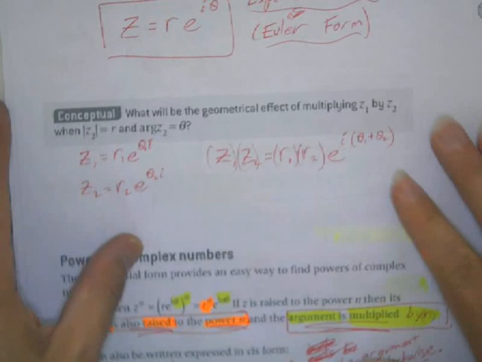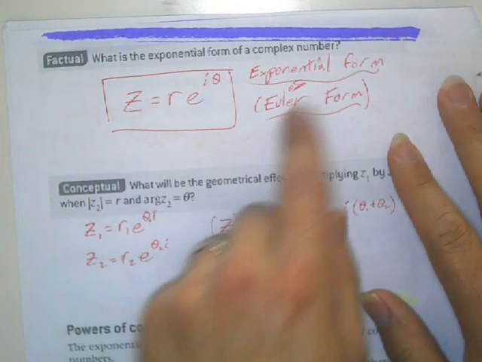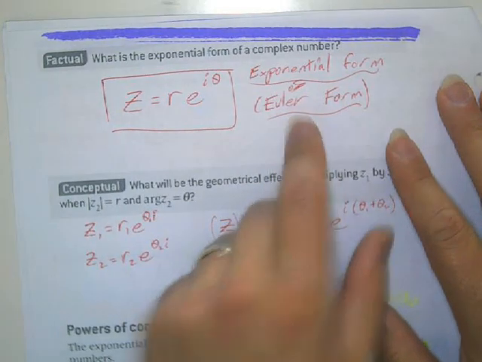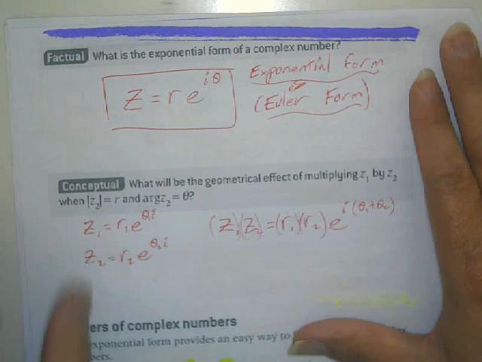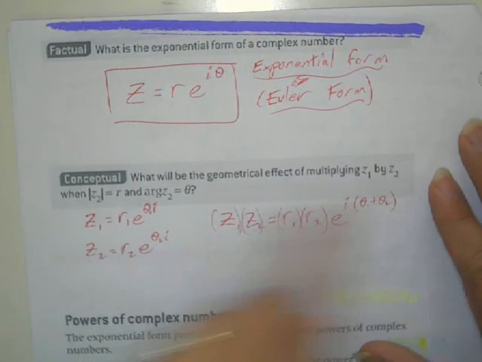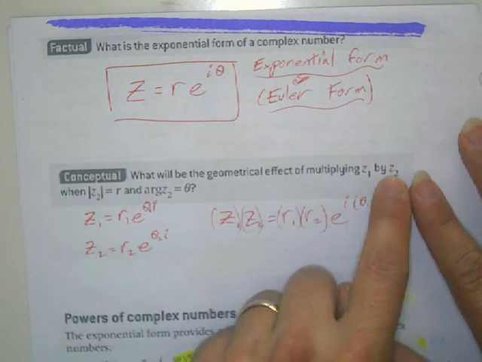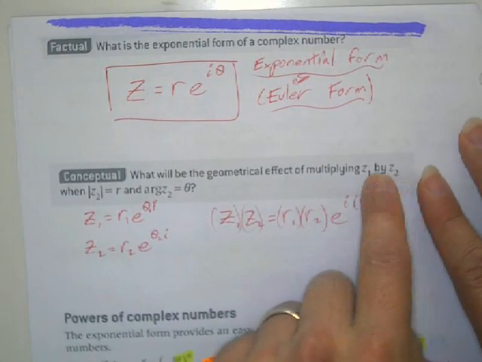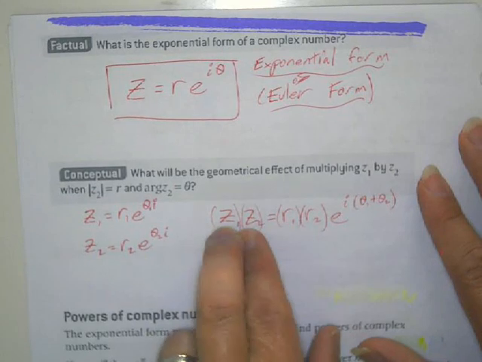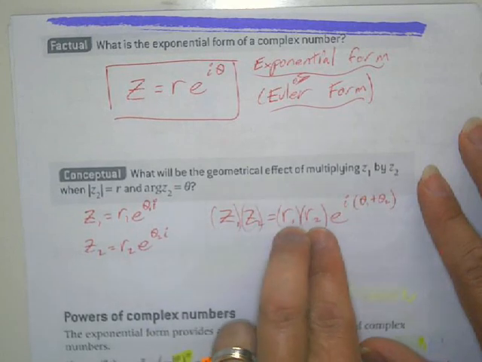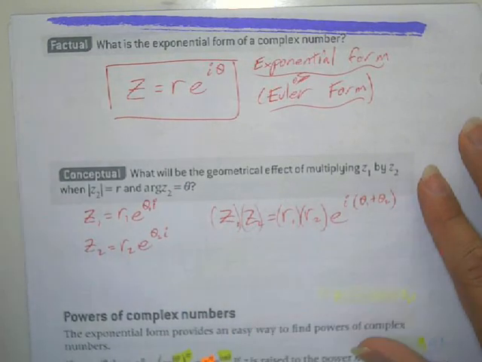So what is the exponential form of a complex number? The exponential form is also known as Euler's form. Okay, and it's written in this form. Okay, and the geometric effect of multiplying two complex numbers: when you multiply two complex numbers, we're ending up multiplying the moduli together and adding the arguments together. Okay, that's the main concept.